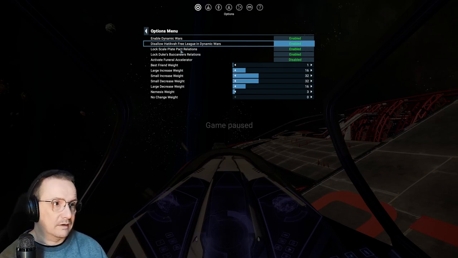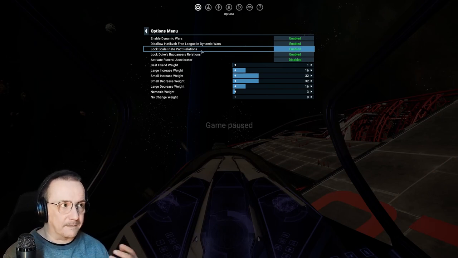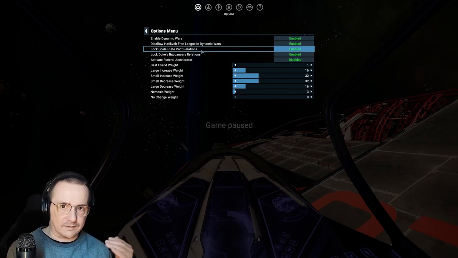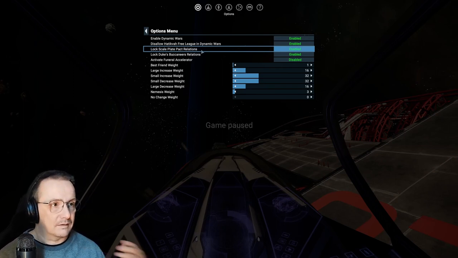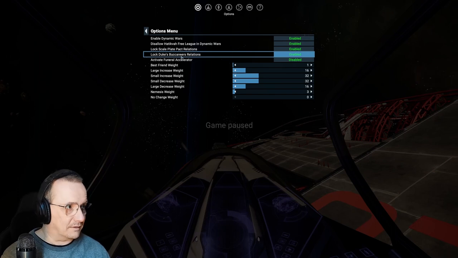Lock Scale Plate Pact relations. This is for me, I'm sure. This makes sure that Scale Plate always has the same relations to the player, maybe to everybody, I don't know. And the same with Duke's Buccaneers, which is the other pirate faction.